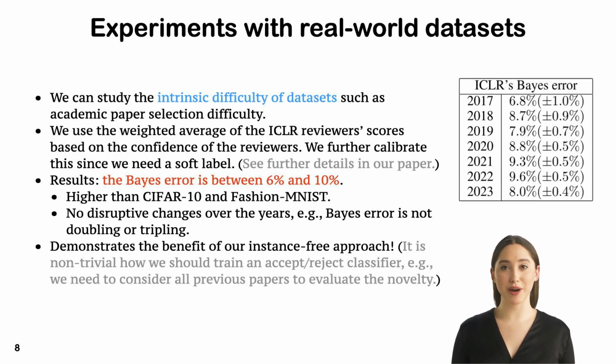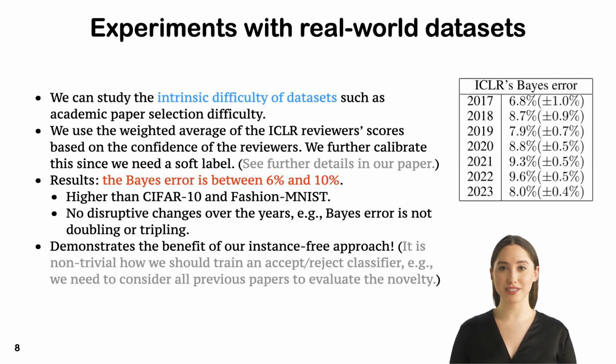Finally, we show how Bayes error estimation can be used to study the intrinsic difficulty of datasets such as academic paper selection difficulty. If we regard the paper selection problem as an acceptance and rejection binary classification problem, there is an underlying Bayes error that we would like to estimate. We use the weighted average of the ICLR reviewers' scores based on the confidence provided by the reviewers. We further calibrate this so that we can use this as a soft label. See further details in our paper.